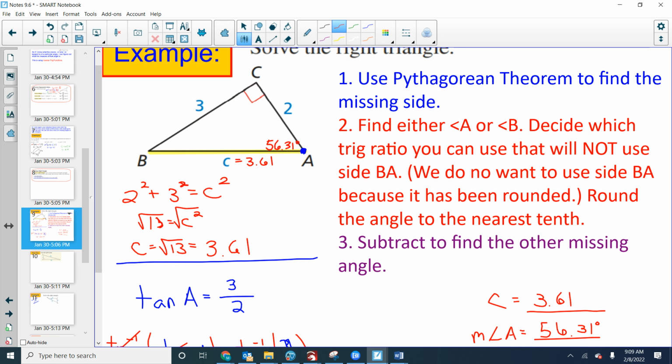56.31 degrees. What's the last thing we need to do to solve the triangle? Don't we just have one more angle to find? Aren't these angles complementary? 90 minus 56.31. Did you get 33.69? Yeah. 33.69.